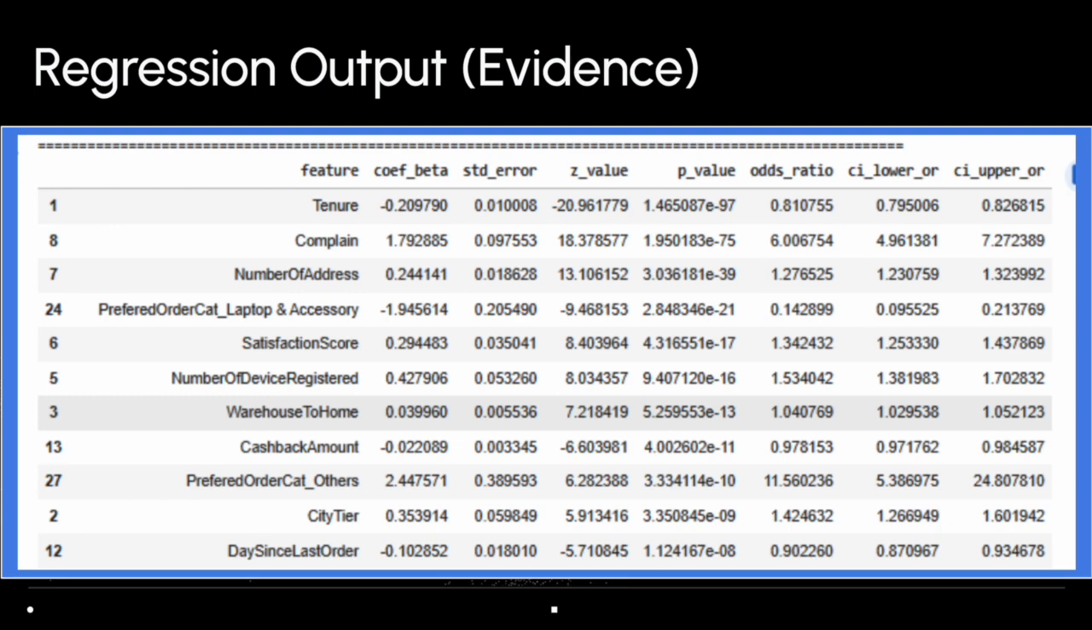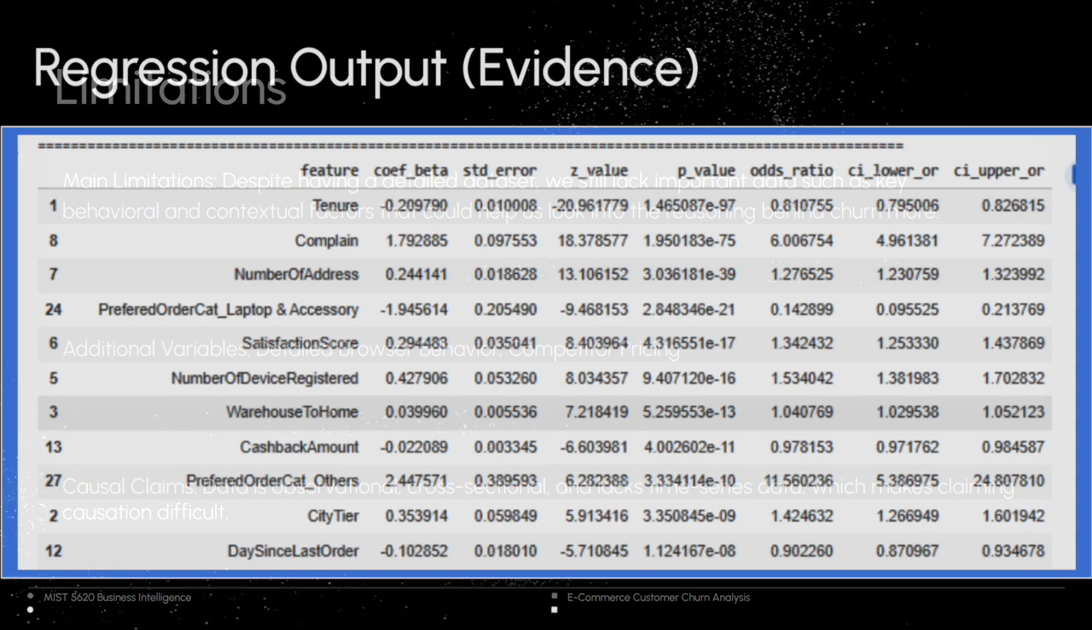This slide shows the regression table that supports those findings. You can see the key predictors at the top, all the statistically meaningful p-values, and clear odds ratios.